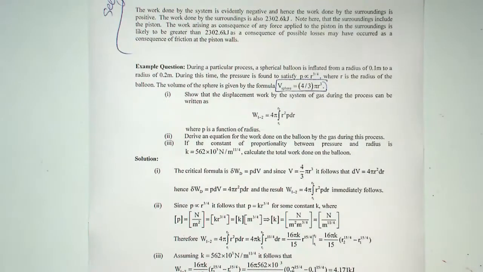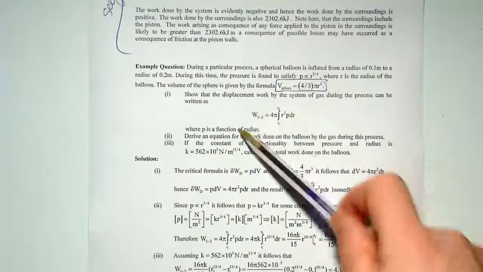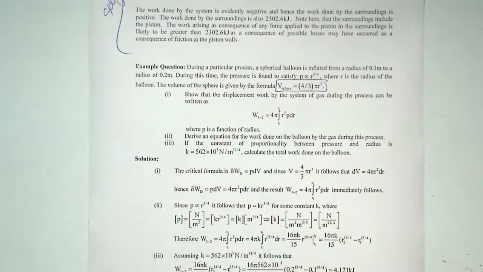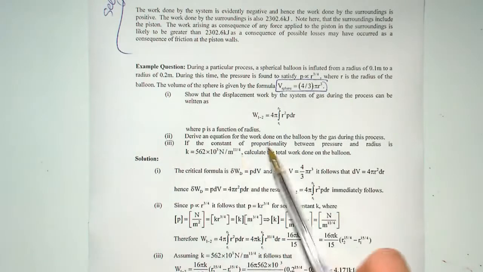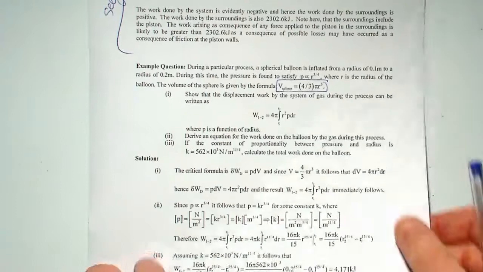What you need to find is, first of all, to show that this is how the work is calculated for this case, and then it asks for a number of things. The last thing is actually to show that there's a constant which relates the pressure to the radius, and that constant is this value. So let's just do this very quickly.